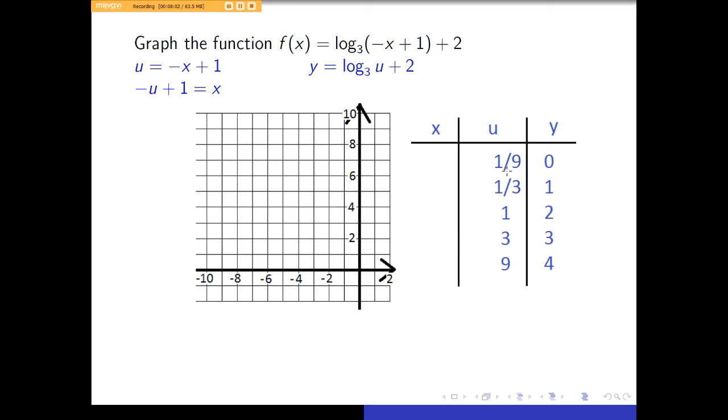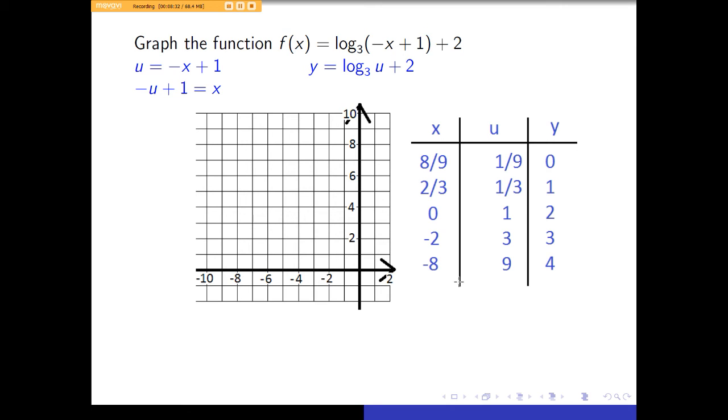Okay, and then if u is 1/9, you take negative 1/9 plus 1, that gives us 8/9. And negative 1/3 plus 1 gives us 2/3. And then we have negative 1 plus 1 gives us 0 for x. And if u is 3, then we get negative 3 plus 1, and that gives us negative 2. And finally, if u is 9, then x, as we can check up here, is going to give us negative 8.